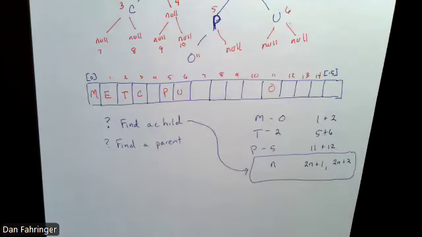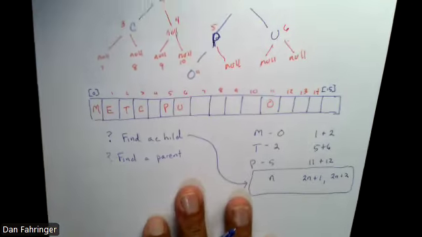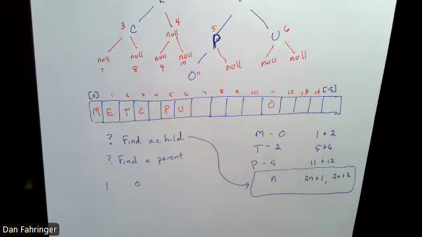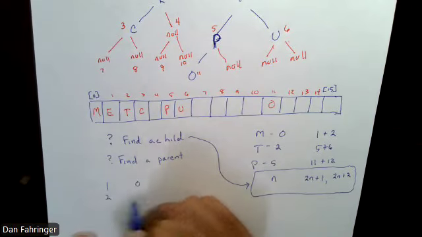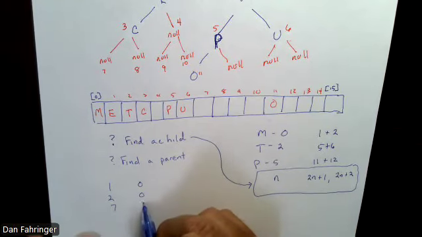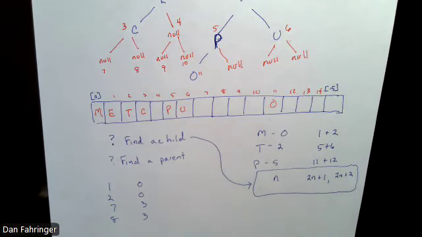Okay, did we find the parent? 1, its parent is at 0. 2, parent is at 0. 7's parent is at 3. 8's parent is at 3. It would just be the inverse of the child function. It would be child minus 1 if it's odd, or minus 2 if it's even, and then divided by 2.